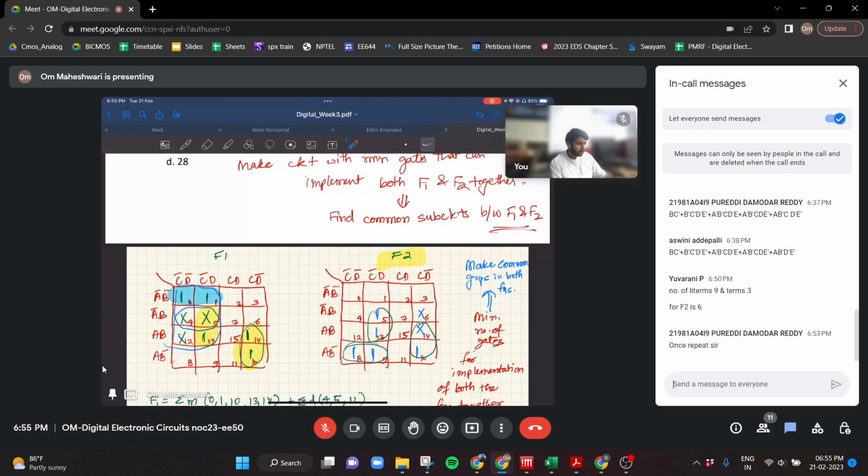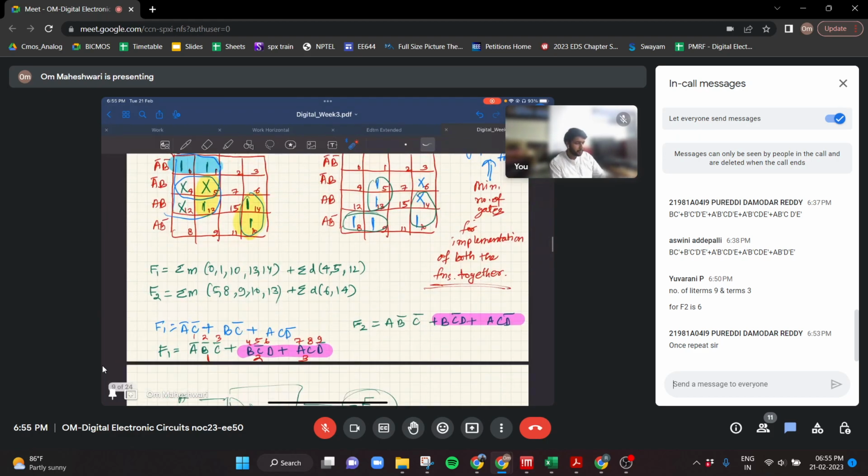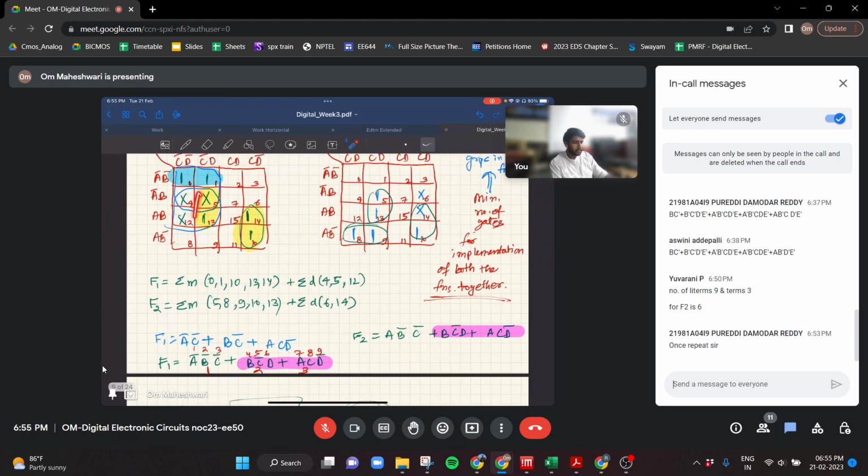So this is what I have written, right? B C bar D and B C bar D here can be common. A C D bar, A C D bar is this, and A C D bar, these both can be common. So by doing this, what did I do? I will just need to make this part of the circuit once, only once, right? I can reuse it for both F1 and F2.